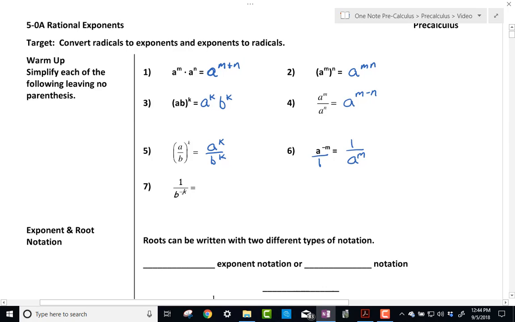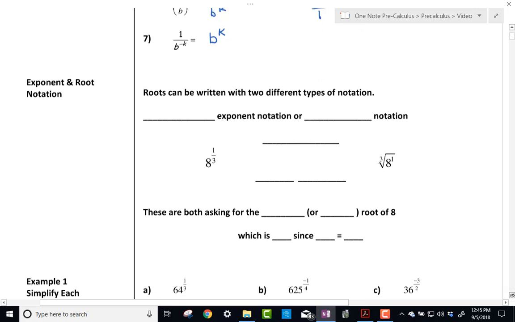Same thing in number 7. I have a negative exponent. It means take your base and flip it to the other side of the fraction. That's b to the power of positive k right there. All right? So just some exponent rules we're going to need to know for this unit.